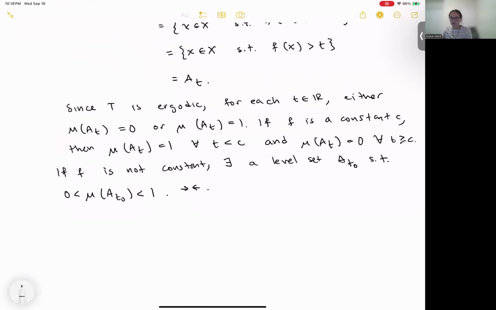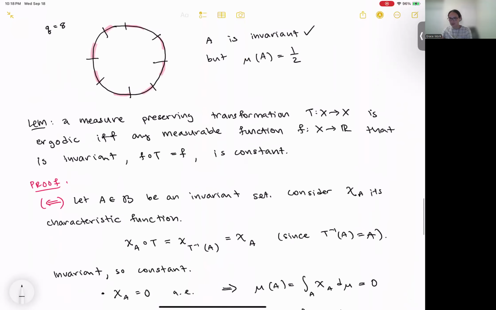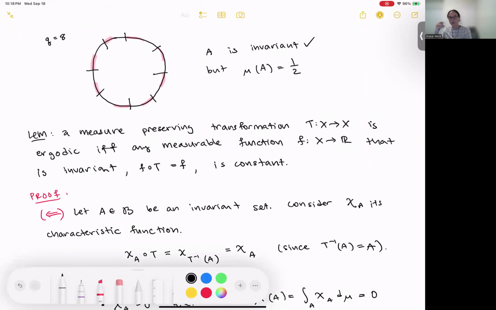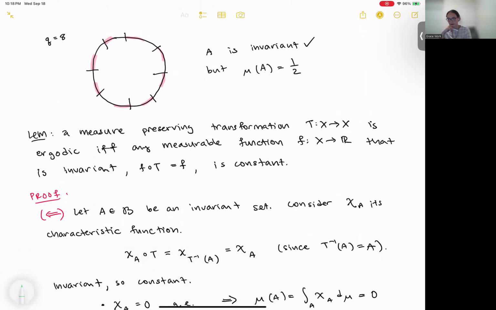All right. So let's scroll back up to the statement of our theorem. The statement of the theorem, or this lemma, gives us an equivalent or another characterization of what it means for a transformation to be ergodic. And there are two variations of this lemma that can replace measurable functions by integrable functions and square integrable functions.